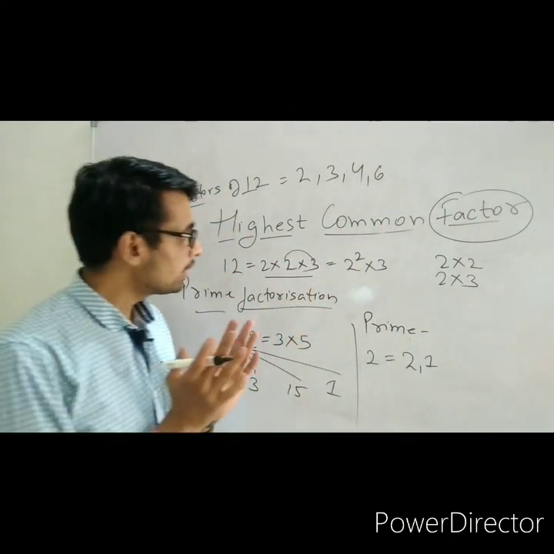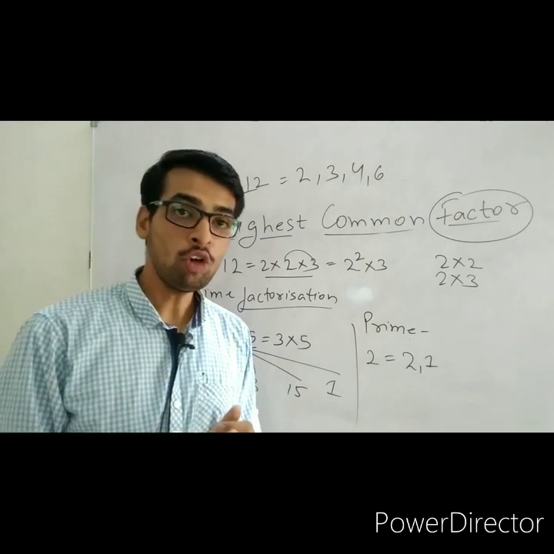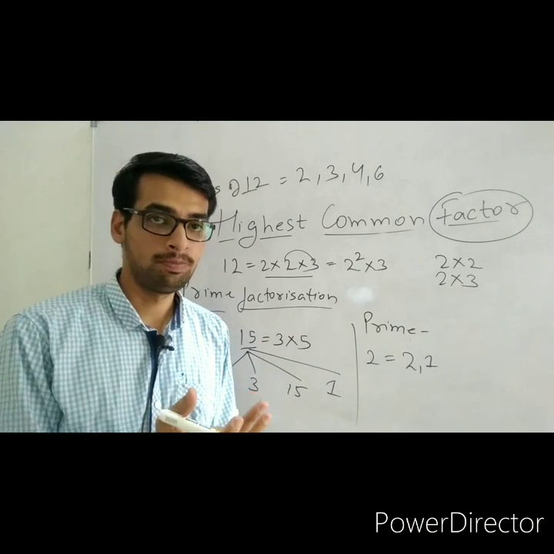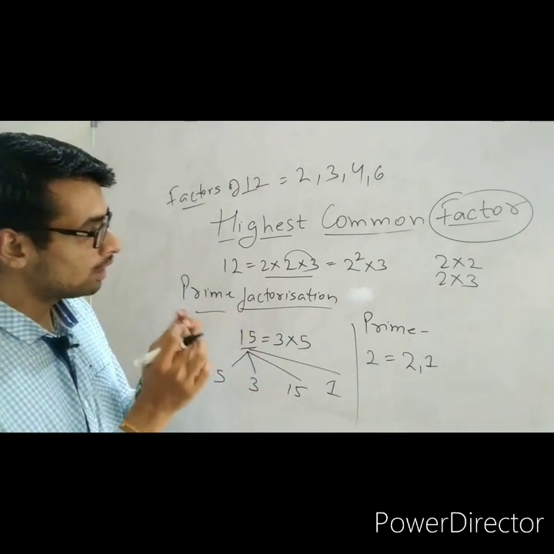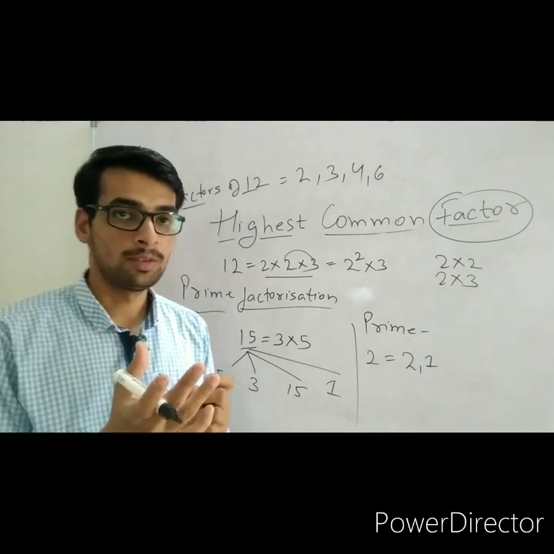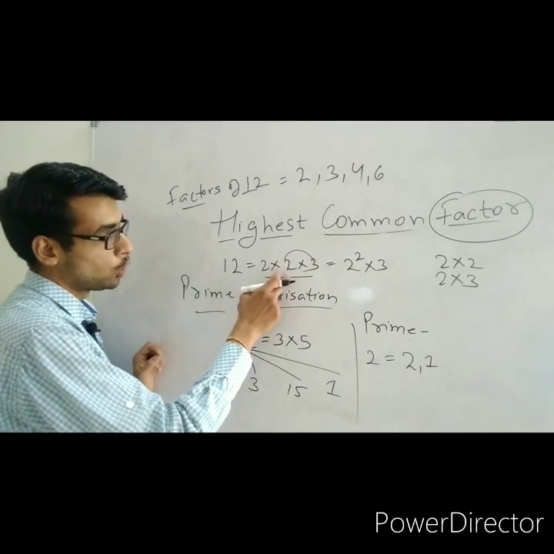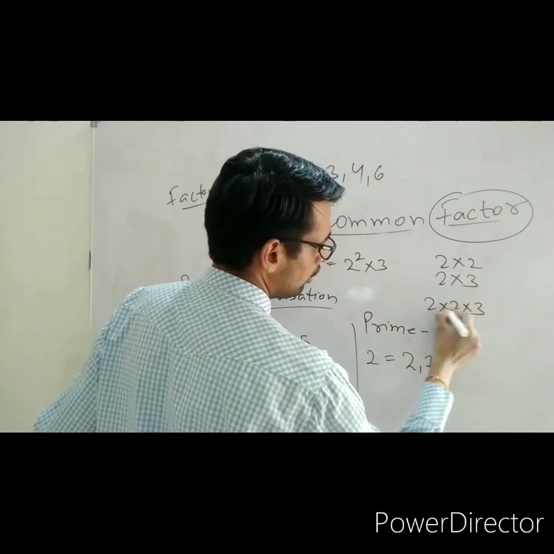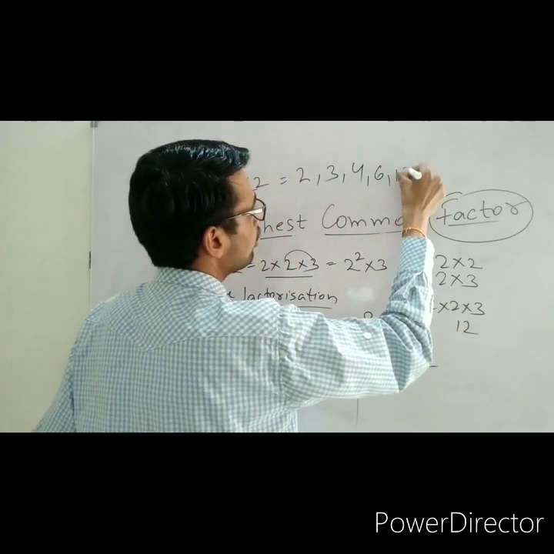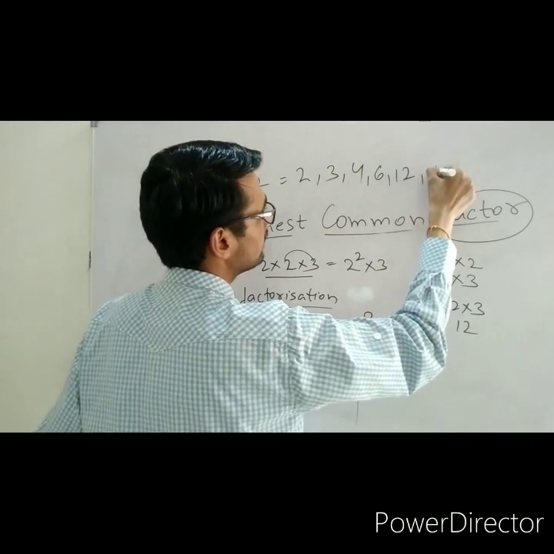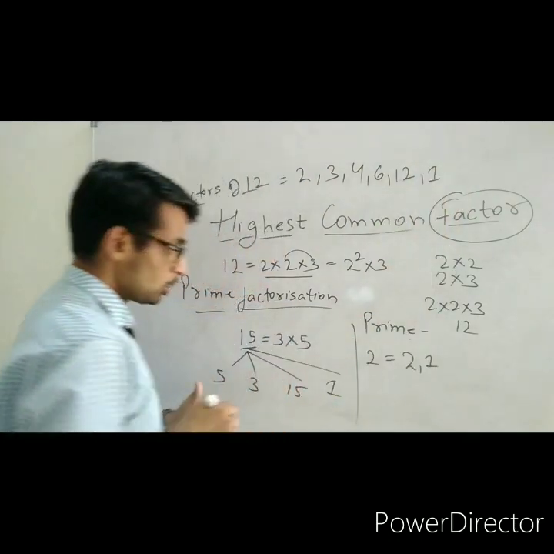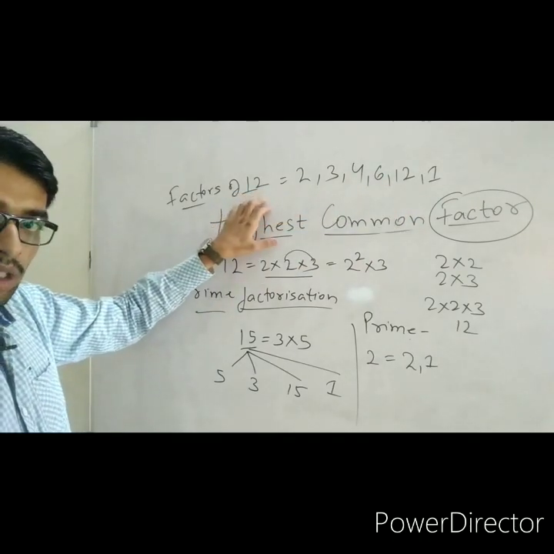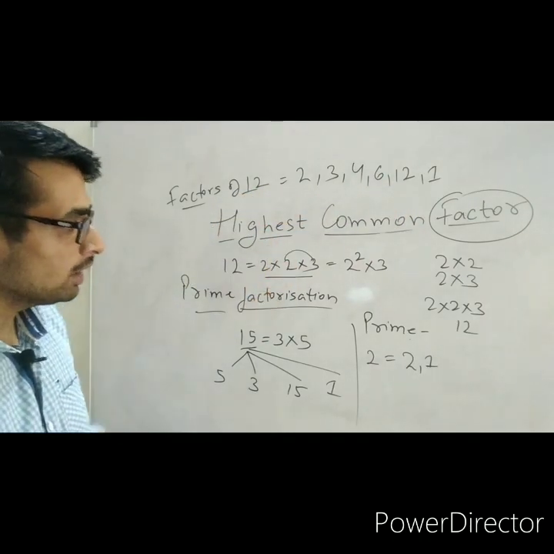Now we cannot make any other combination of two numbers. So now we have to make a combination of three numbers, which is 2 multiply 2 multiply 3, which is 12. So 12 is a factor of 12 itself, and 1 is a factor of every number. In this way you can find all the factors of 12 by using this factorization.